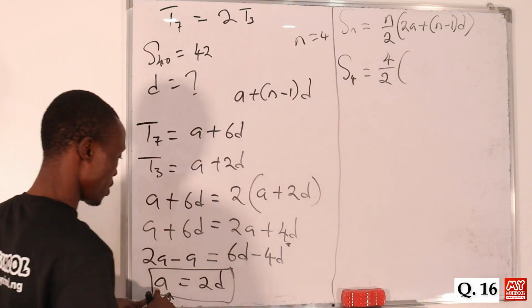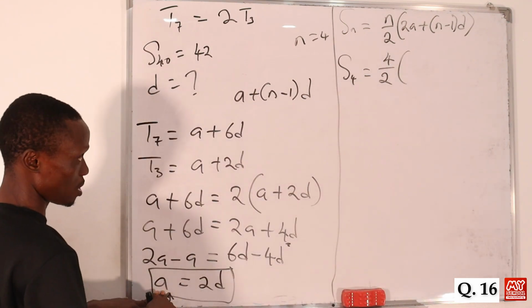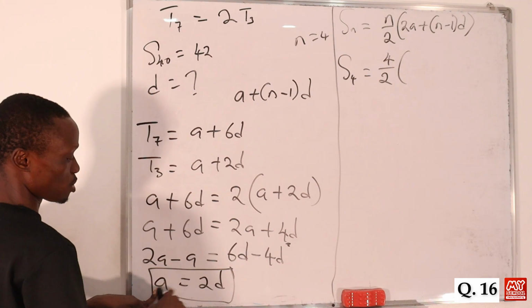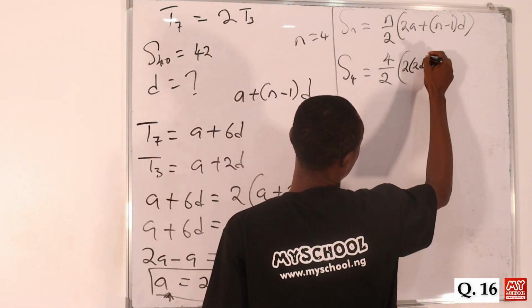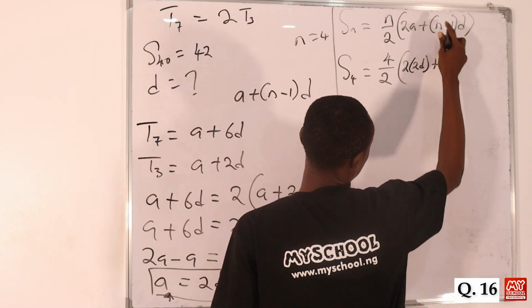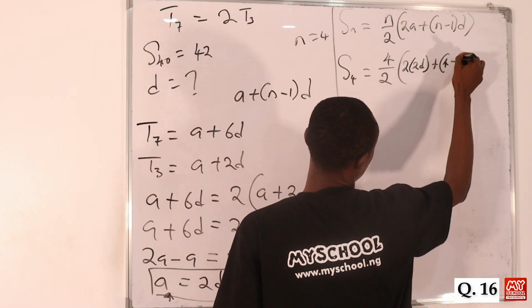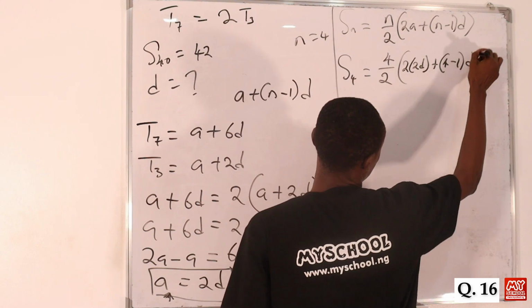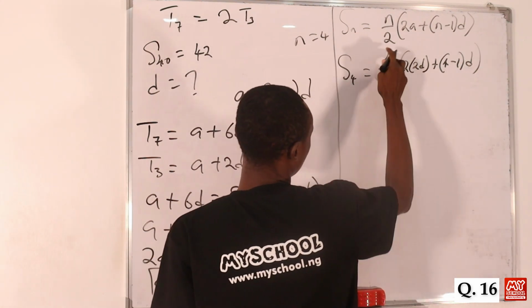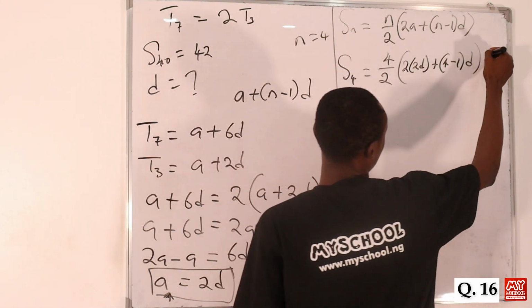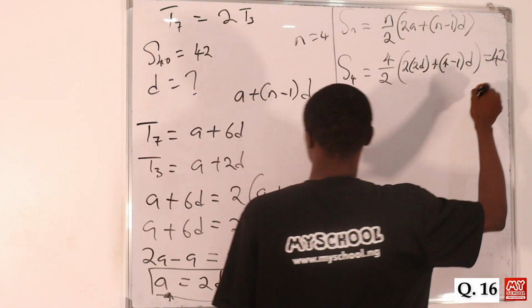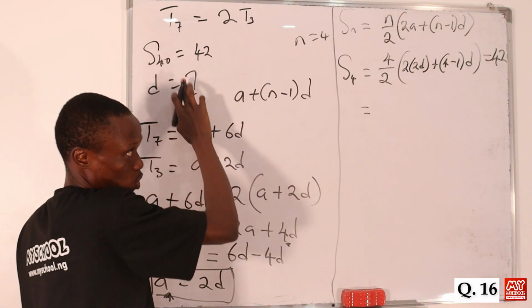Then remember our a is equal to 2d. So anywhere we see a in that formula, we replace it with 2d. So here we have 2 bracket 2d, plus, here will be 4 minus 1, then bracket d. So our d still remains. So this will be equal to, but remember we are told that this is equal to 42. Okay, so this is equal to 42.